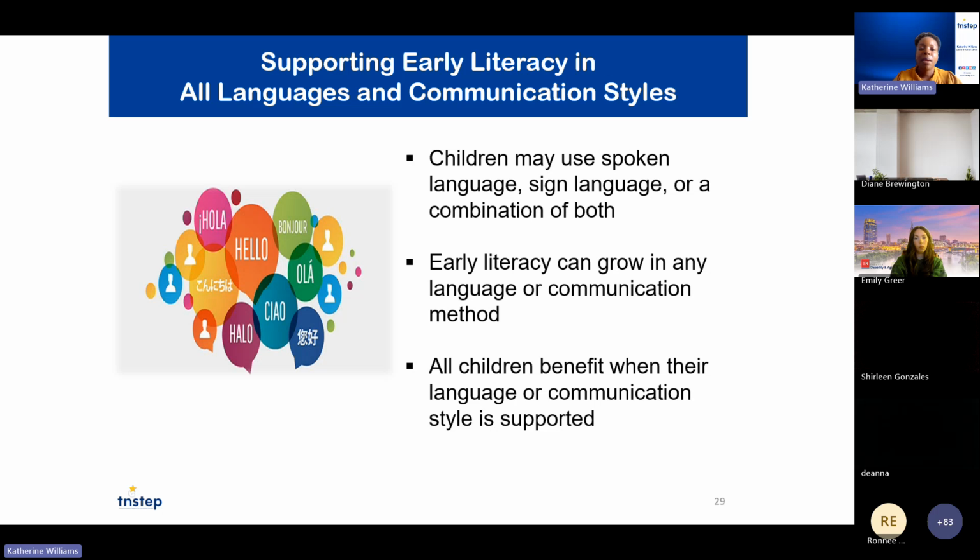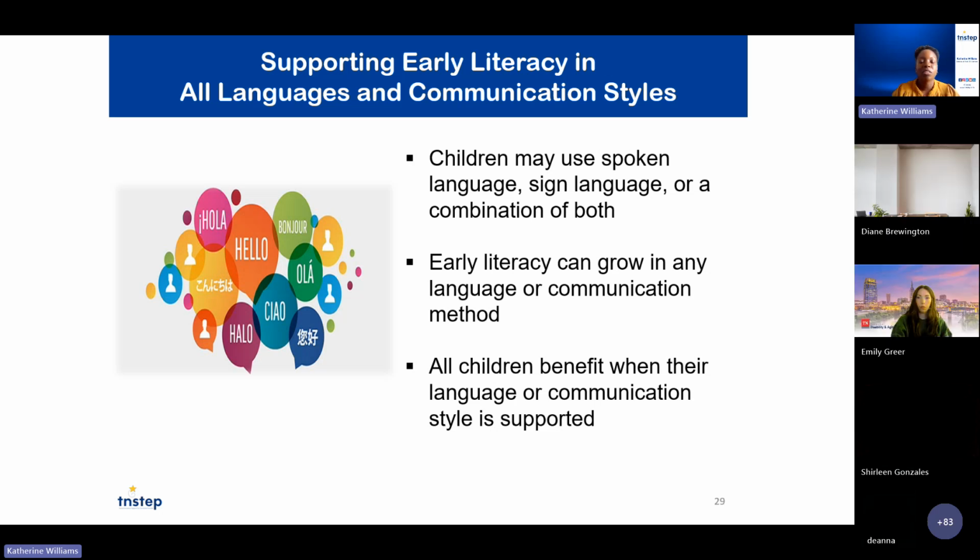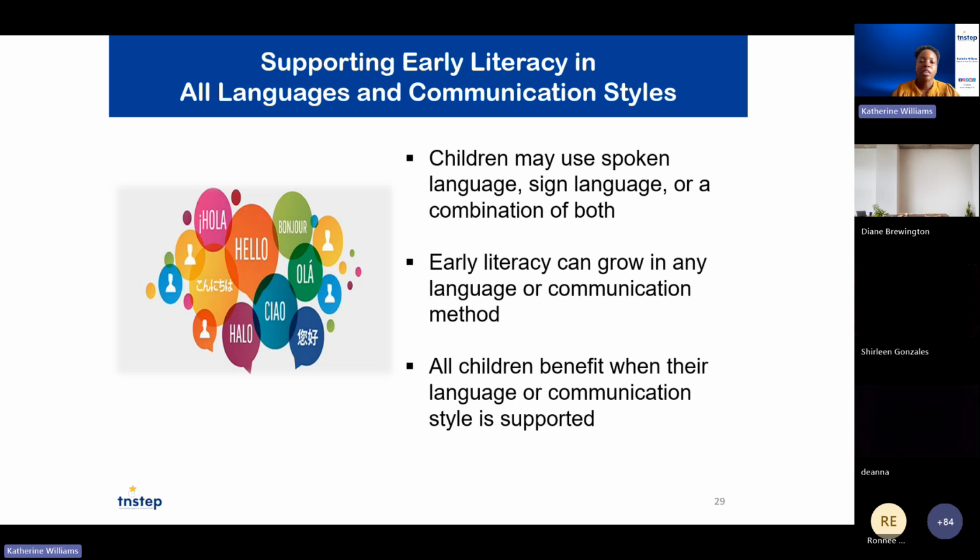So also thinking about early literacy, sometimes we forget that children are not just being exposed to one language. So they could even be in a bilingual or a trilingual household, and the rules remain the same. It could be a child who is using sign language or a child who has vision impairment, and so they are learning through touch or sound. Again, all of it works the same because early literacy can grow within any language or any method of communication. So just keep that in mind.